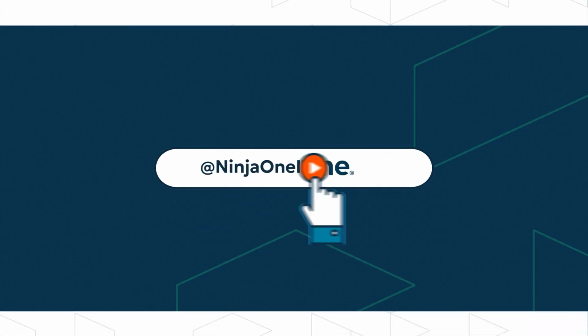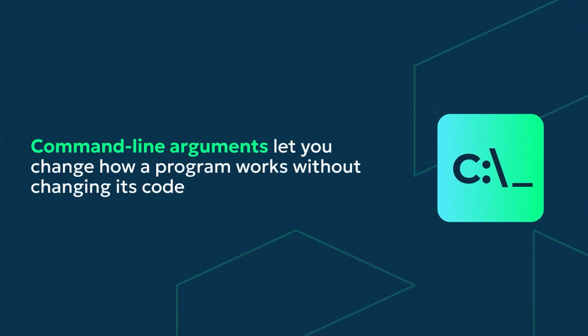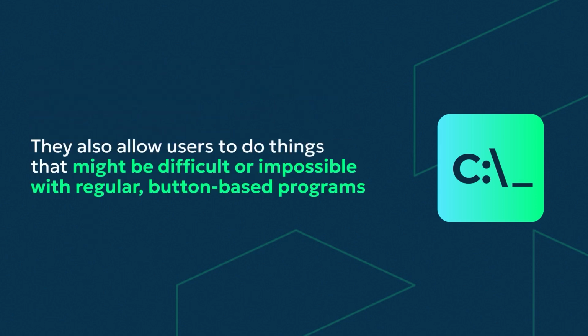What is a command line argument? Command line arguments let you change how a program works without changing its code. They also allow users to do things that might be difficult or impossible with regular button-based programs.